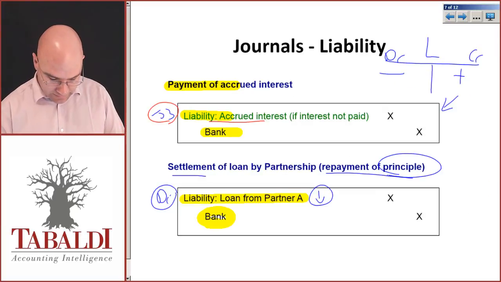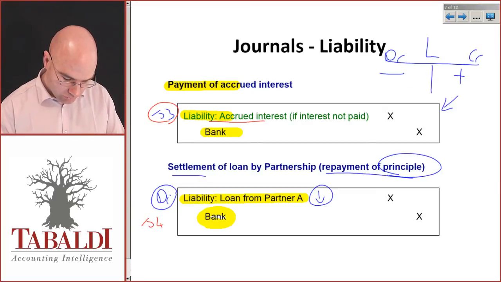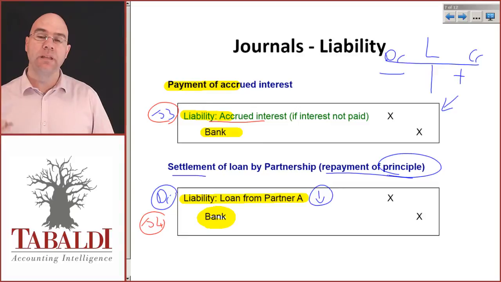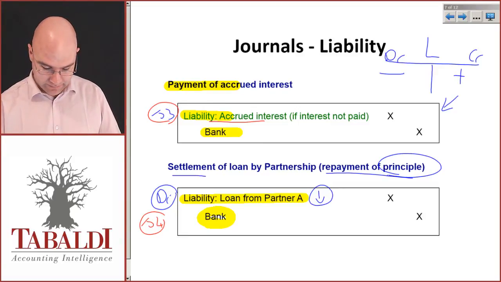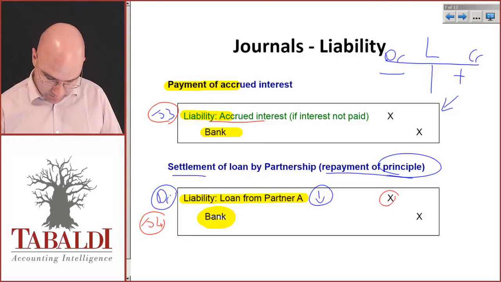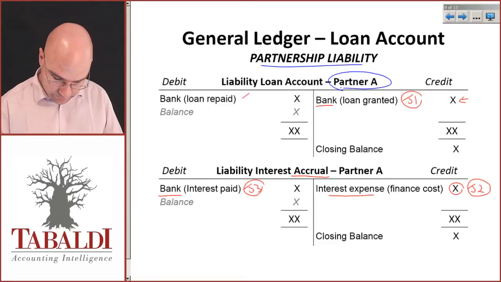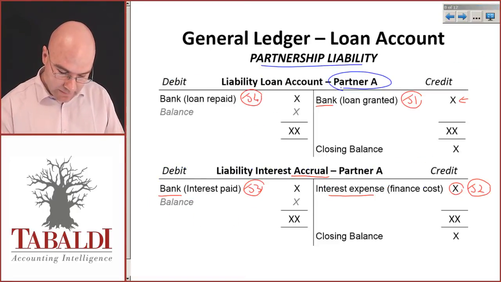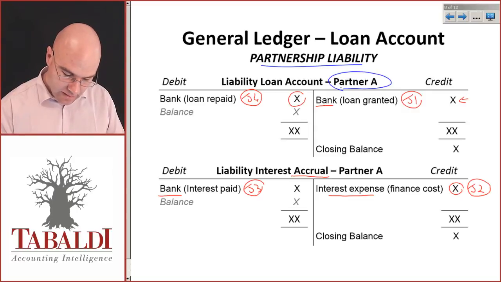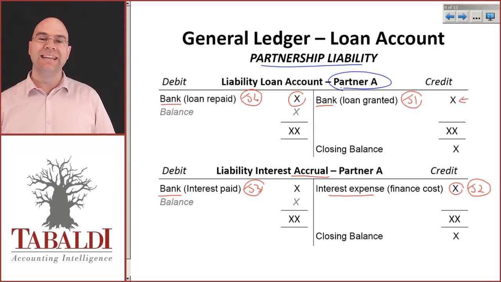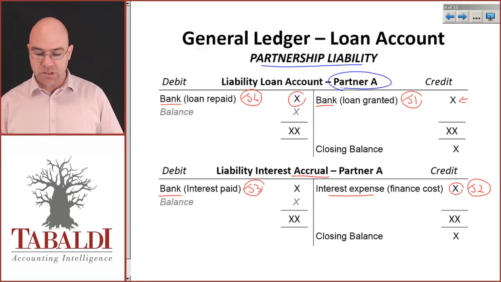Final journal is the settlement, journal 4. We settle up the remaining loan balance. And I'm debiting the liability. So that is journal 4. I debit the liability account. The contra account is bank. Okay, so we should know how to do that.